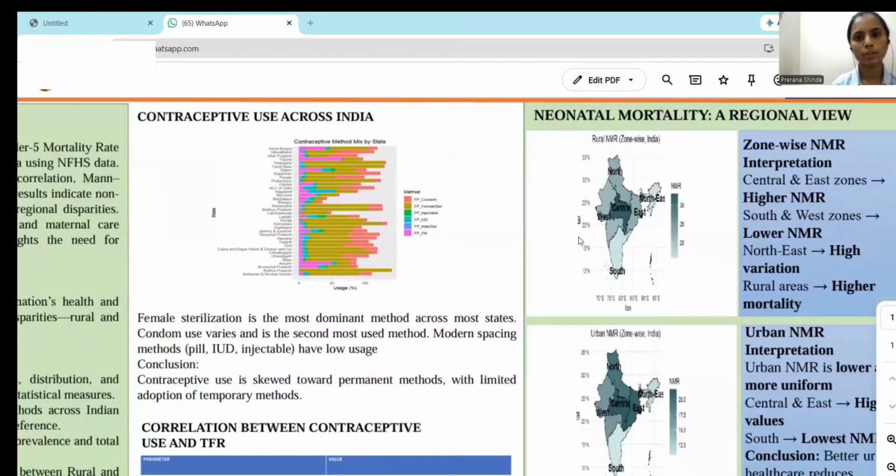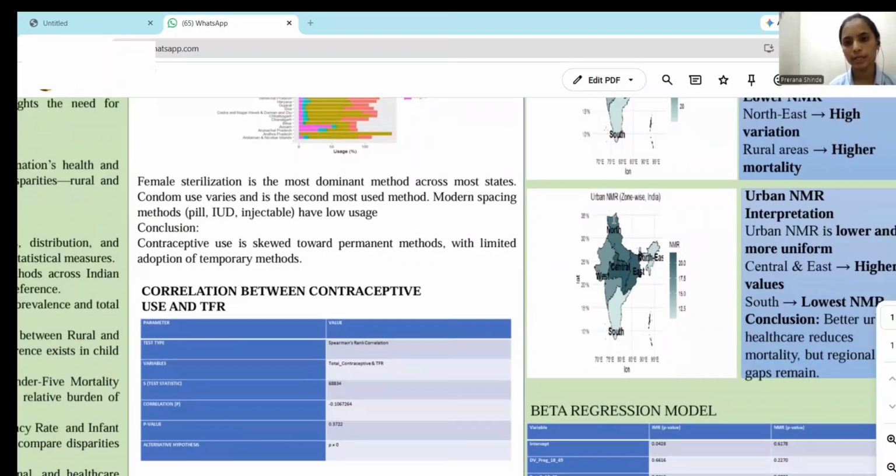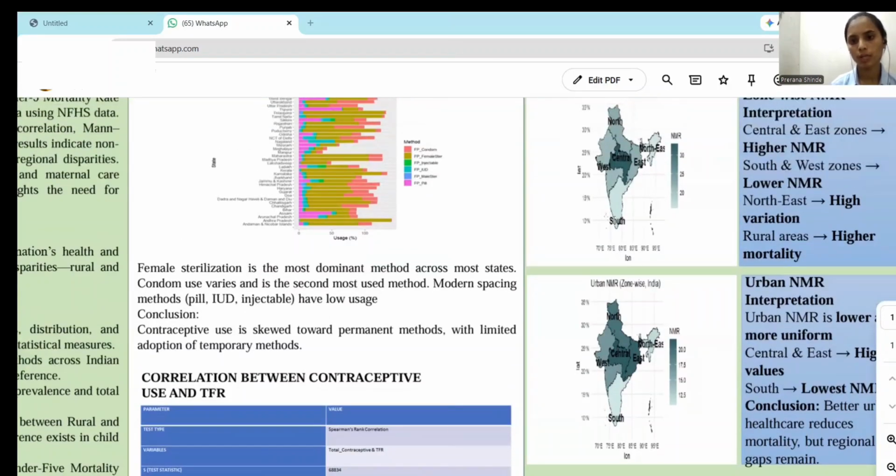For the next objective, we use zone-wise comparison for the NMR. We clearly observe that the central and north zone shows the maximum NMR, then the south and west zones. In urban areas too, we see the central and north zone shows higher NMR as compared to the south. So we clearly see that the south has a lower neonatal mortality rate as compared to other zones.